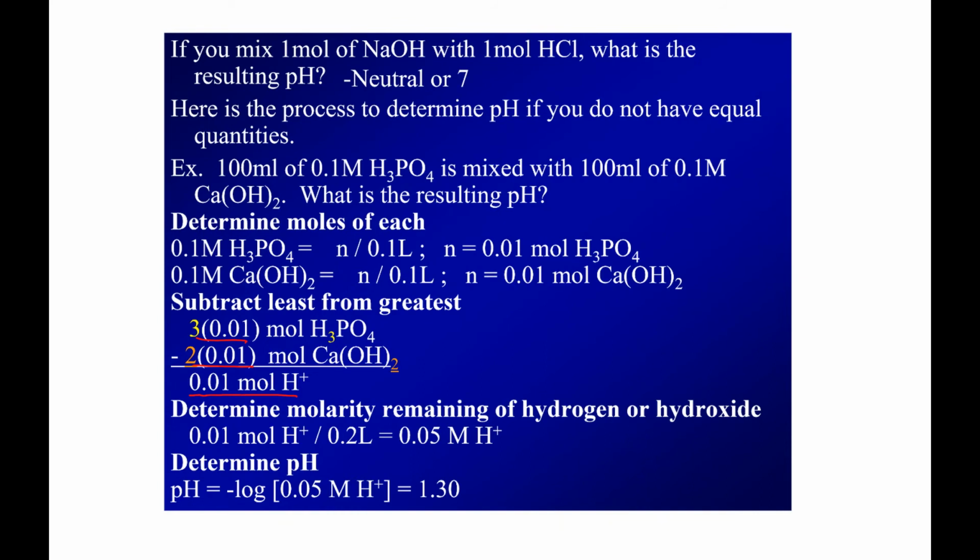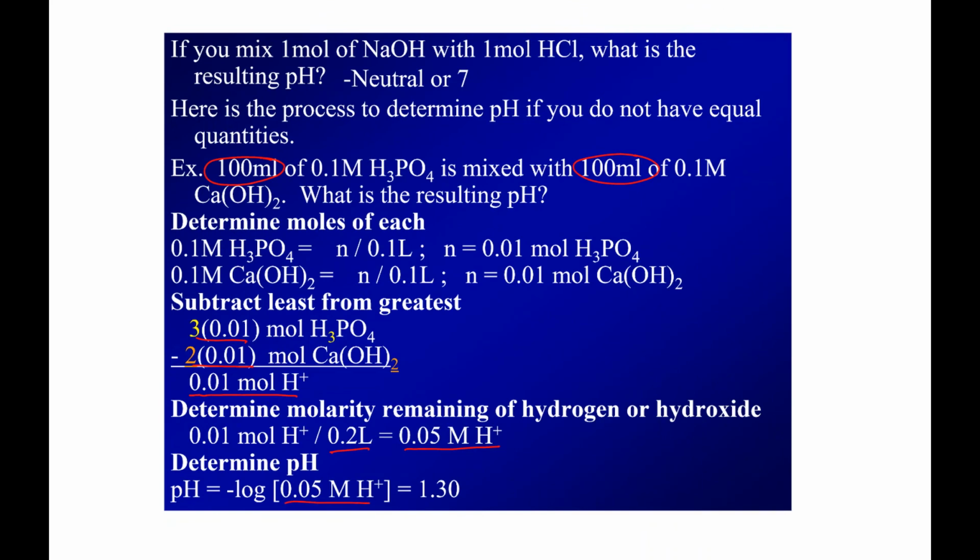So notice what we're going to do, molarity formula, moles divided by liters. Where did I get 0.2 liters from? Well, if you look in the original problem, we mixed 100 mL of acid with 100 mL of base, which gives us 200 milliliters. That's where our 0.2 liters came from. So divide the moles that are left over, in this case the H+, and that means we have a 0.05 molar solution of H+ ions. Now we can take the negative log of that, and it gives us our pH.